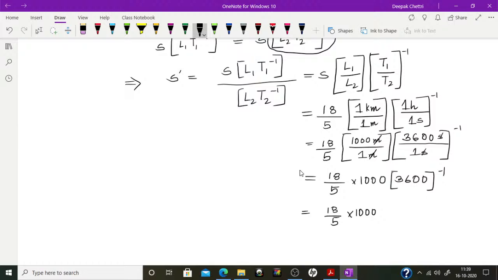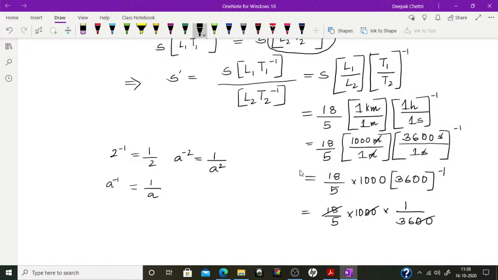What is the meaning of to the power minus 1? Anything to the power minus 1 means the reciprocal, right. A to the power minus 1 means 1 by A. A to the power minus 2 means 1 by A square, right. I hope you know this. So it will be 1 by 3600. So let me cancel these out.